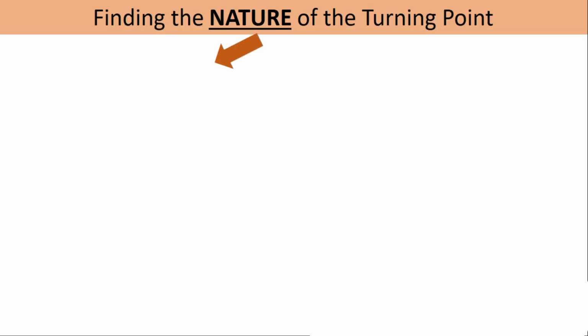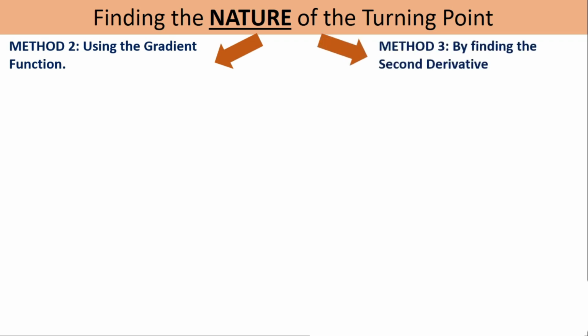You have two more methods that can be used, which is using the gradient function and by using the second derivative. So in method 2, we'll be using f dash of x, or you can say dy over dx. And for method 3, we will be looking for the second derivative, which is f double dash of x, or you call it d square y over dx square. I'll use the same question as before, f of x is equal to x squared minus 6x plus 2, and we have already found the turning point to be 3 and -7.